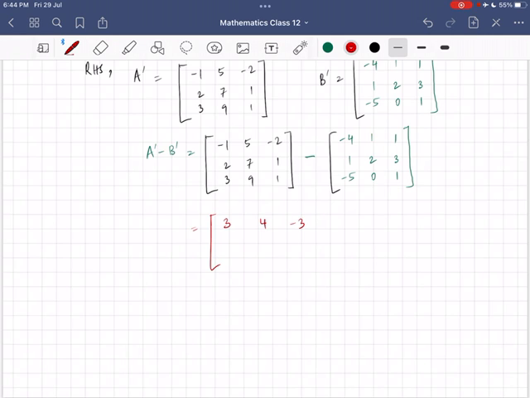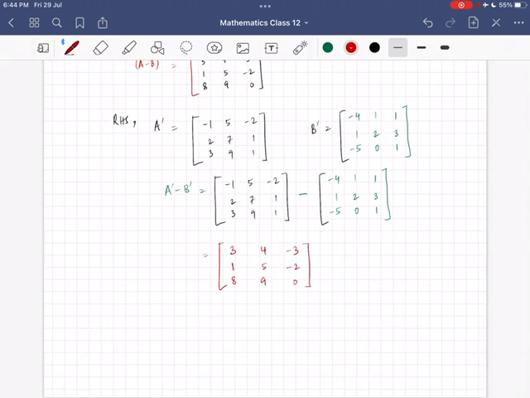Then we have 2 minus 1, 1. 7 minus 2, 5. 1 minus 3, -2. 3 minus of -5, that is 8. 9 minus 0, 9. 1 minus 1, 0. So this is your A complement minus B complement.